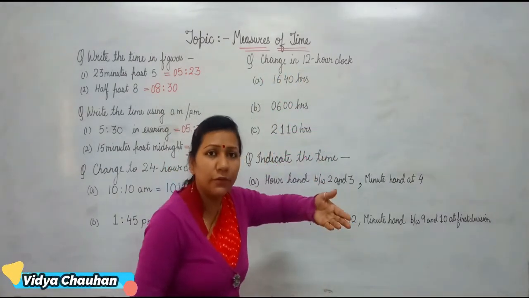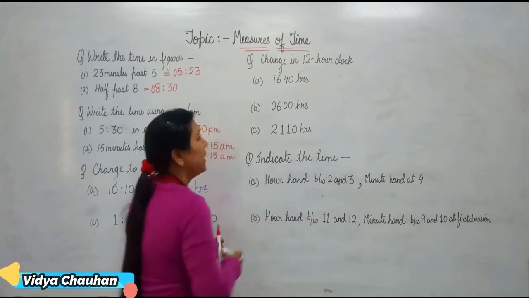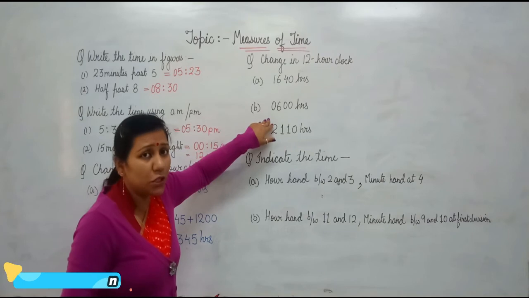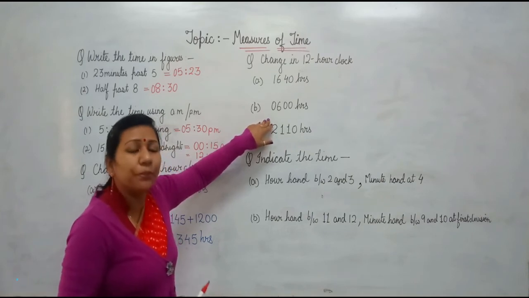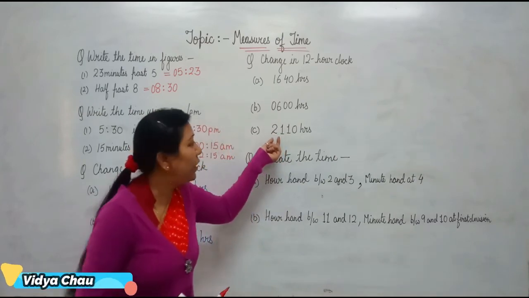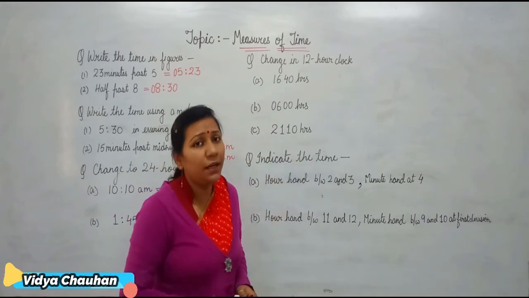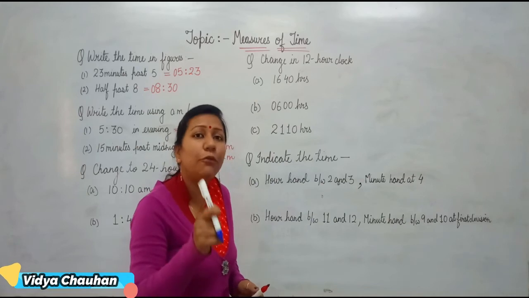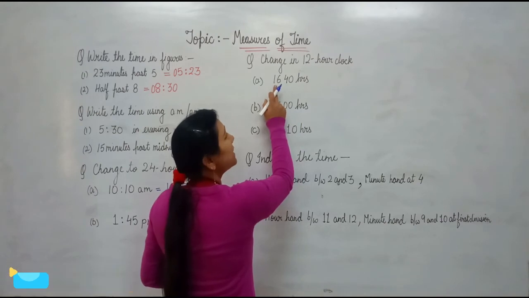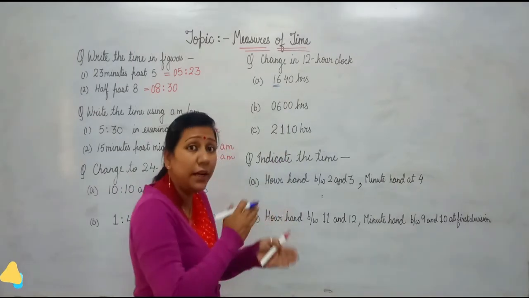Next, in the next question, change into 12-hour clock. Now the 24-hour clock is given to you and you have to convert this into 12-hour clock. So for that, as we have added 1200 here, now we have to subtract 1200. But in which case? The cases in which your hour hand is more than 12. If your hour hand is giving a value more than 12, then you have to subtract 1200 and you have to put PM there. So in the first part, you can see the time is 1640 hours.